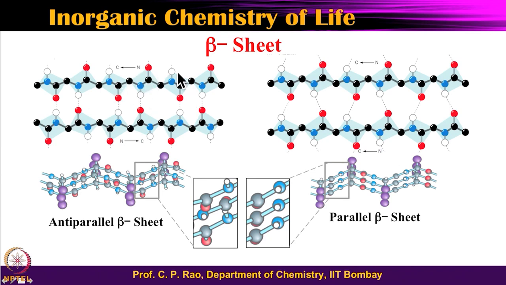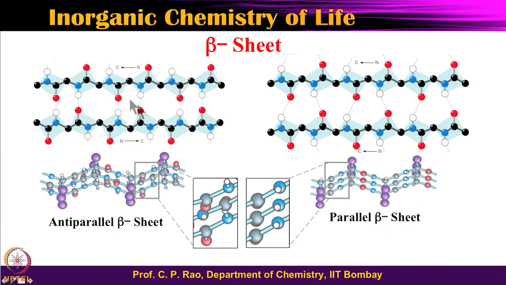In the beta sheets, you can see this side is N and this side is carboxylic, and for this strand, this side is nitrogen or N-terminal and this side is C-terminal. So therefore, N-terminal to C-terminal and C-terminal to N-terminal. That kind of thing gives you the sheet type of structure, which is called the antiparallel beta sheet. On the other hand, where both the N to C and N to C are exactly aligned, it is called the parallel beta sheet.